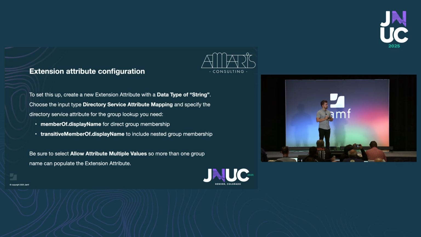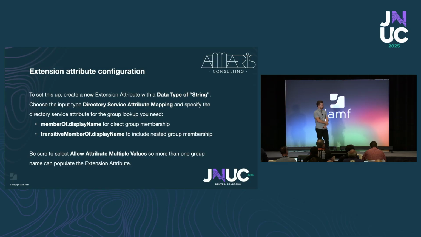The first one for that extension attribute, the value we would put is memberOf.displayName. That's going to look for direct group membership, which we discussed earlier. And then if you put transitiveMemberOf.displayName, that's going to look for nested groups, all groups that a user is a member of, even indirectly.